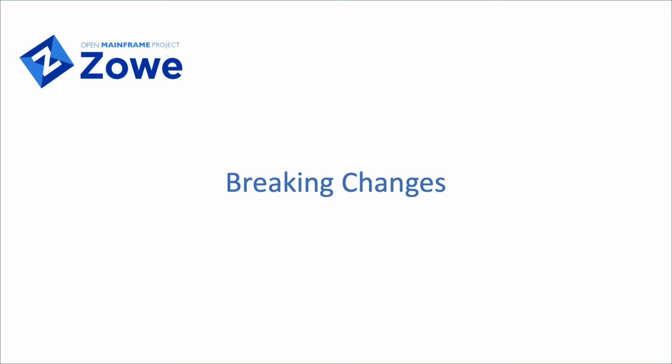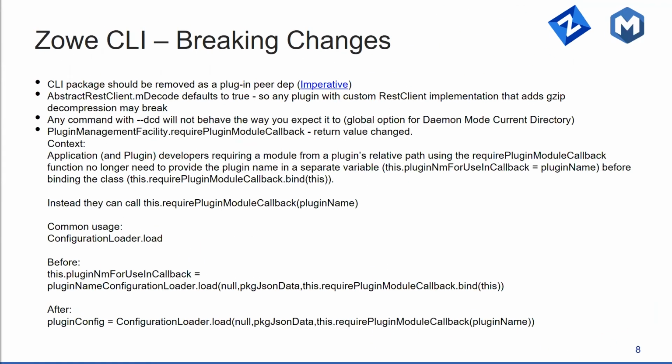Okay, sounds good. I'll move on to the breaking changes, and a lot of this is a recap of what we went through in the first session. So again, if there's any questions, just feel free to speak up and interrupt me along the way. The first is the Zowe CLI package, the @Zowe/CLI package should be removed as a plugin peer dependency in your plugins package.json. The next possibly breaking change is the abstract REST client.m decode defaults to true.